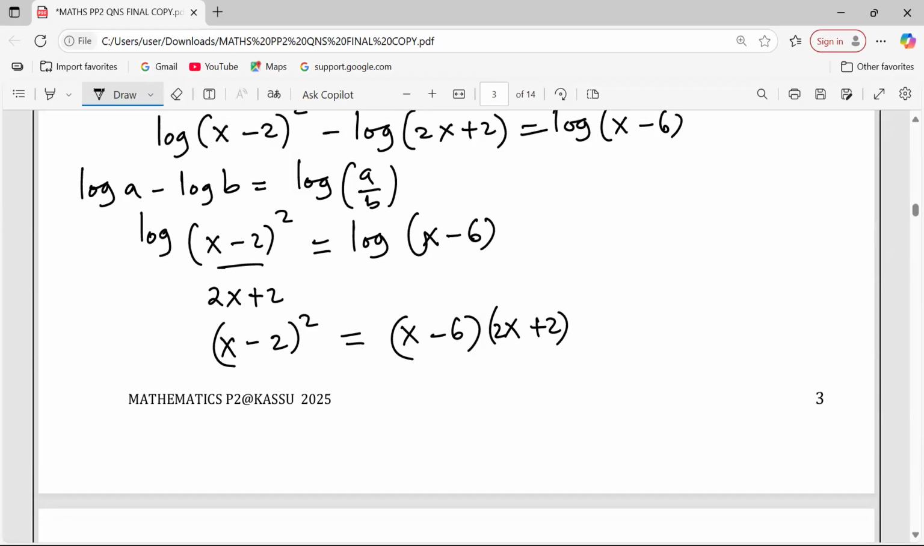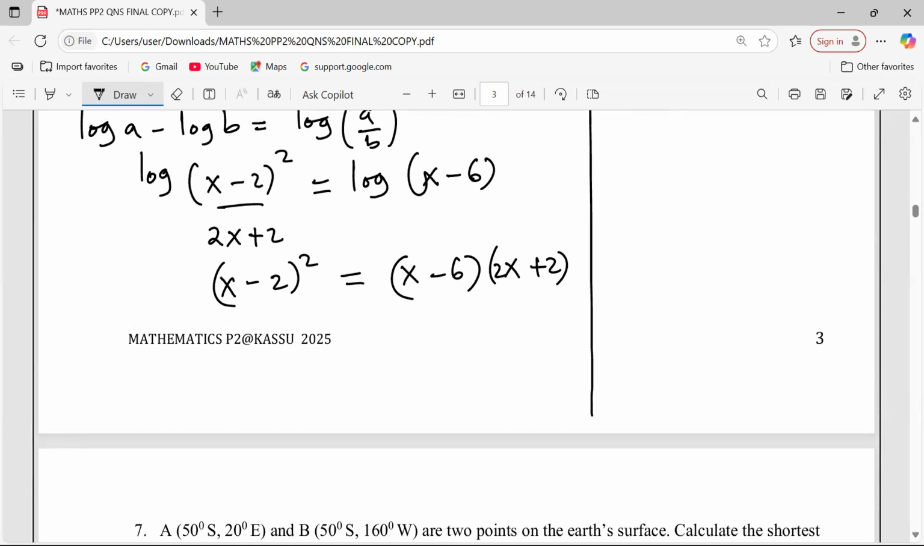If that is true, then we need to expand both sides. X squared minus 4x plus 4 equals 2x squared plus 2x minus 12x, so minus 10x minus 12. That way, after the expansion, we group terms. 2x squared minus x squared gives x squared.